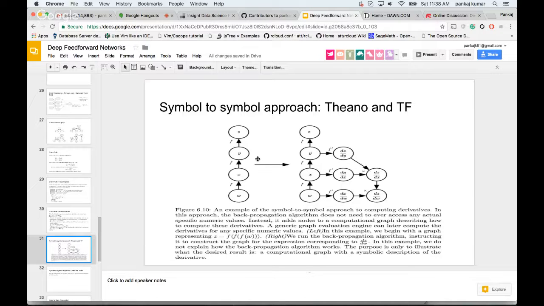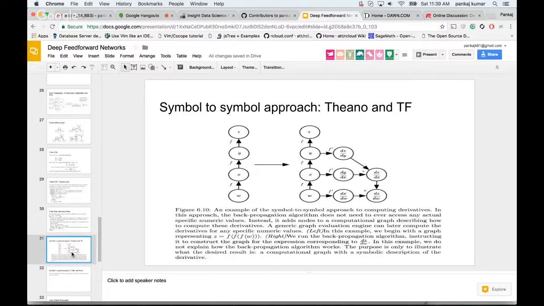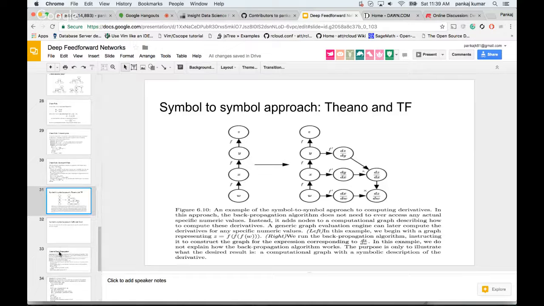And so the book also mentions another method. Some approaches do not actually give out the derivative with respect to each node and each parameter, but only with respect to the input and only with respect to the weights. Caffe and Torch do not create this graph, but only give you the derivative with respect to the inputs and the weights. They're similar, but Theano and TensorFlow give you a little bit more control, it seems.